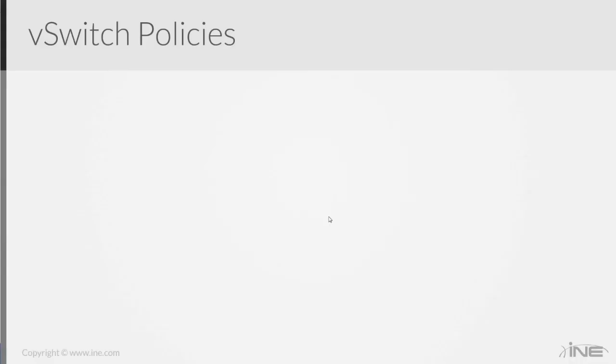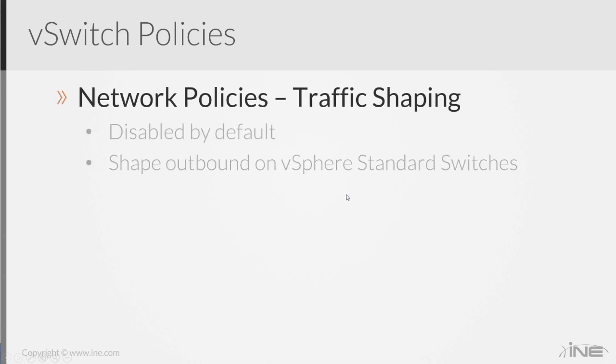So in our last module, we discussed security policies on our vSwitch and our port groups. In this module, I want to discuss vSwitch and port group traffic shaping and our teaming and failover policies. So let's start off with traffic shaping.